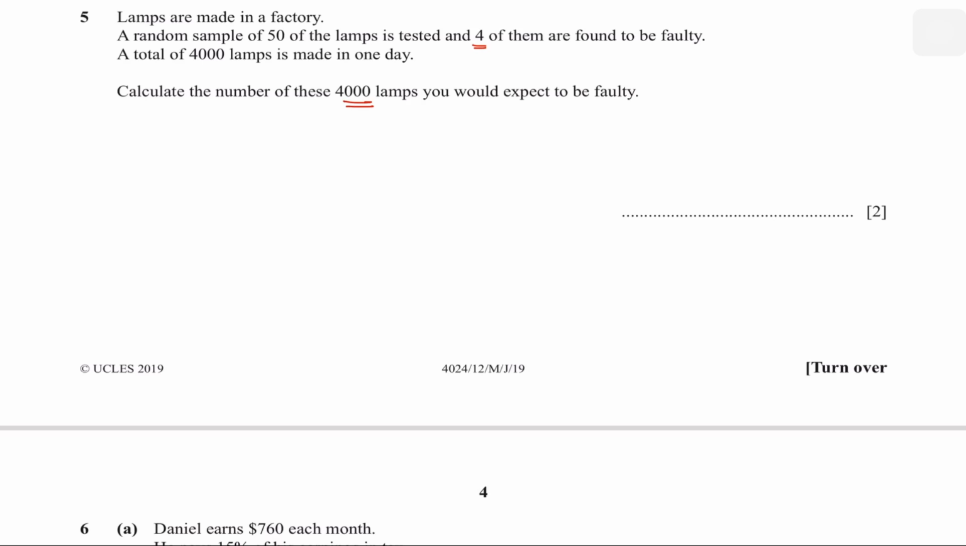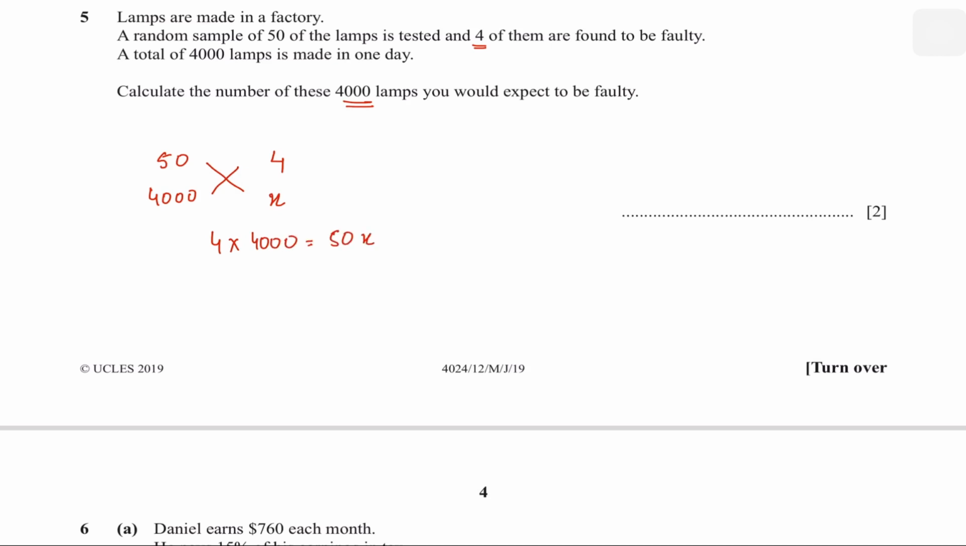So we're going to set up a simple proportion here, and that is that when we test 50 lamps, out of the 50 we have 4 of them that are going to be faulty. So if we test 4,000, how many are going to be faulty? We don't know that, so we'll just put an x here. Now since this is a direct proportion, we'll cross multiply. So 4 times 4,000 equals 50x.